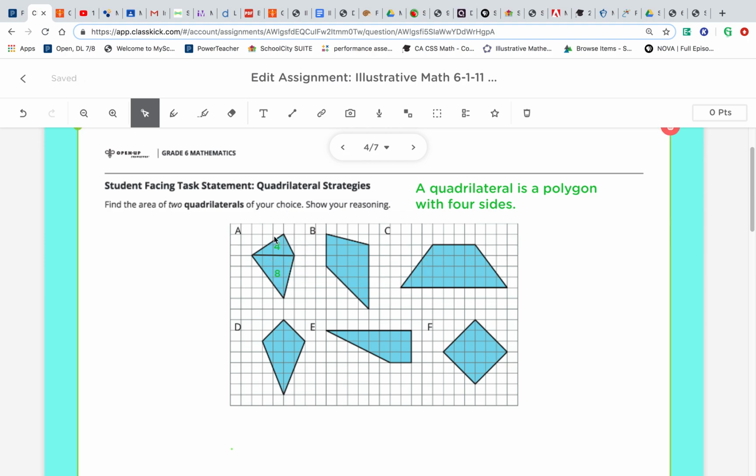All right, so 4 and 8, we need to put those together, right? So 4 and 8 together, the area is going to be 12. So we would say area equals 12.